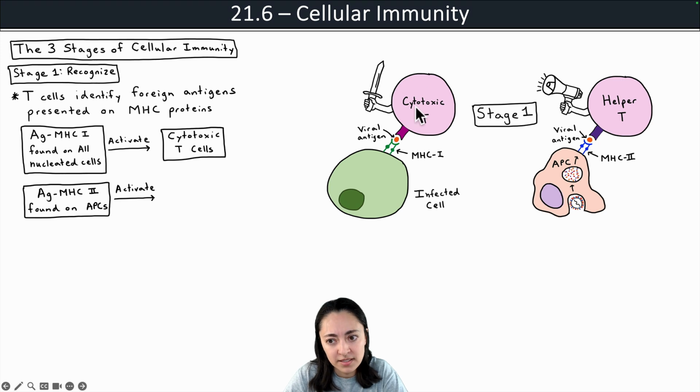The cytotoxic T cells. Here we have an antigen presenting cell that has phagocytized a virus, and it's presenting some of the viral antigens in its MHC2 proteins. So we could call this an antigen MHC2 complex. It's going to be found on the antigen presenting cells. And again, that's going to activate helper T cells.